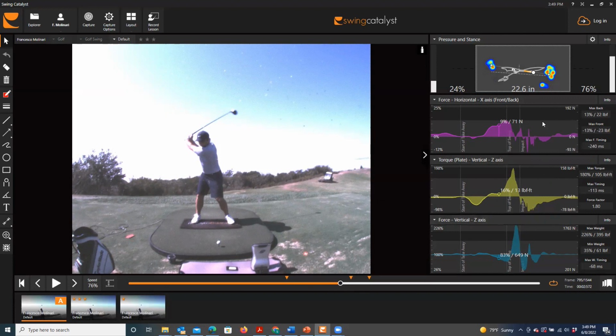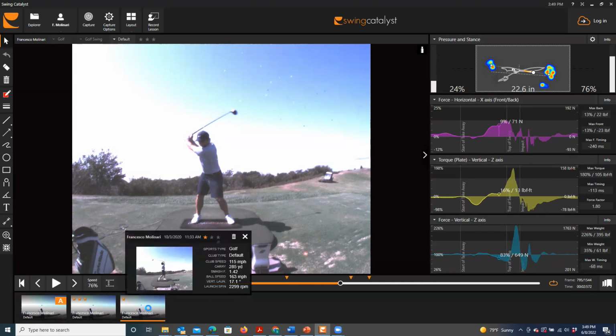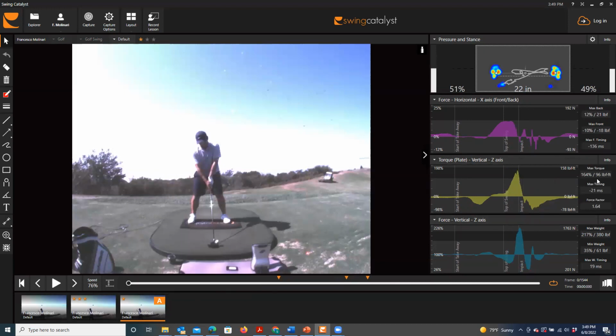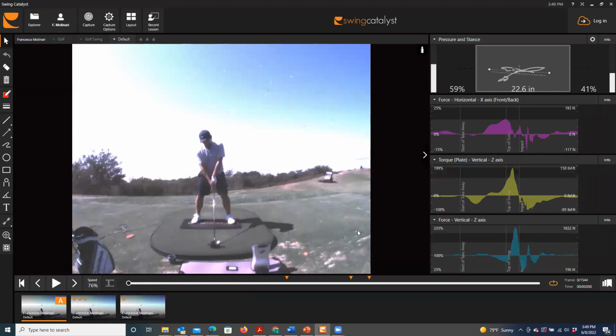You'll also notice here that first we worked on centering up his pressure shift, getting it to around 76%. And then we gave him some torque drills. And you can see we were able to increase his torque from a maximum back here of 96 foot-pounds of torque up to a maximum here of 105 foot-pounds of torque.